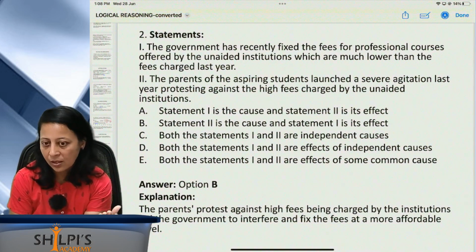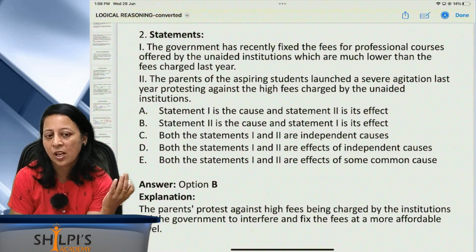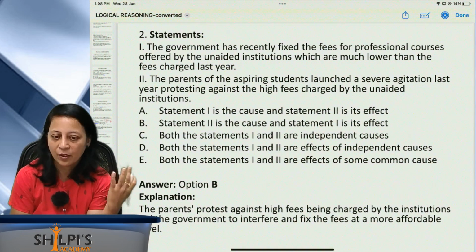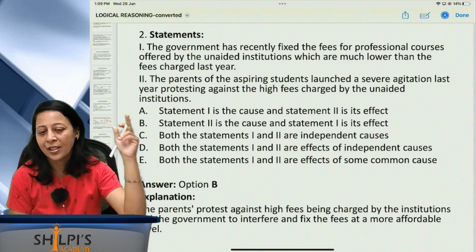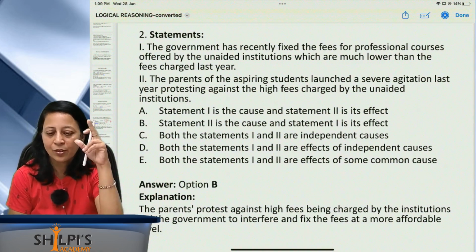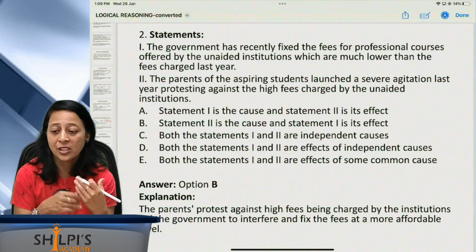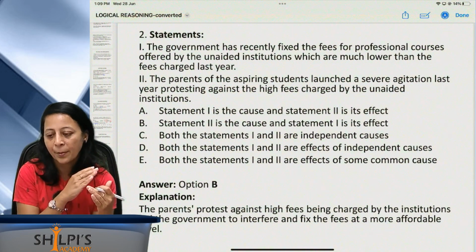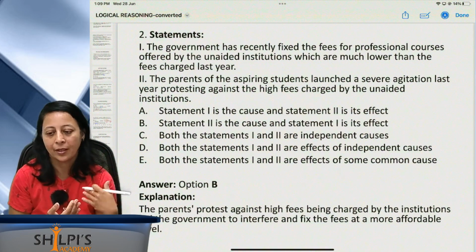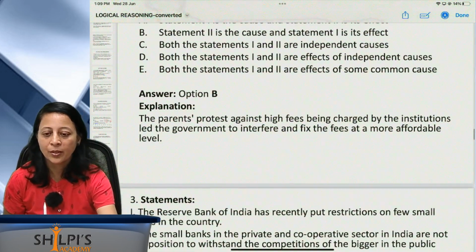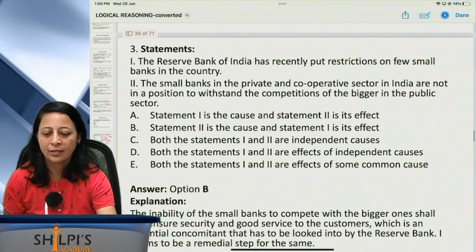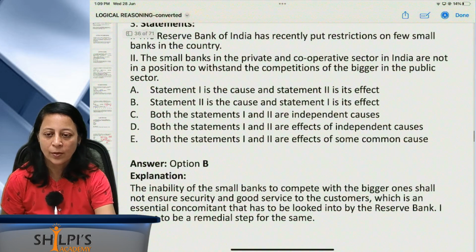2 is the cause. The parents of the aspiring students launched a severe agitation last year protesting the high fees. So because of that, what happened? Because of that, the government has recently fixed the fees. Not because of 1, 2 has been changed. Because of the agitation of the parents, the fees have been fixed. Got it, students? Okay. If you do 2 or 3 questions in this pattern, you will understand it is not that difficult. Hope you can go through this question also.